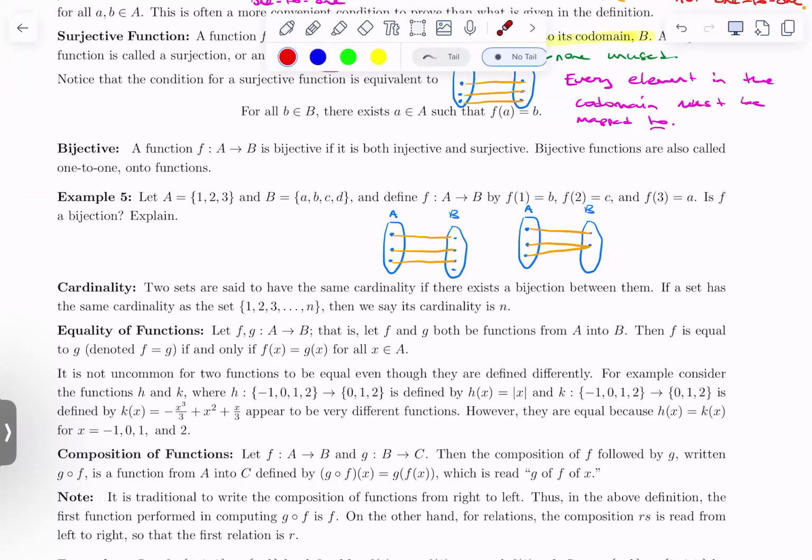This is a function. I'll highlight that here. This is a function. So that is surjective. It is surjective, but it's not injective. So it is onto, but it's not one-to-one. A function which is onto, but not one-to-one.